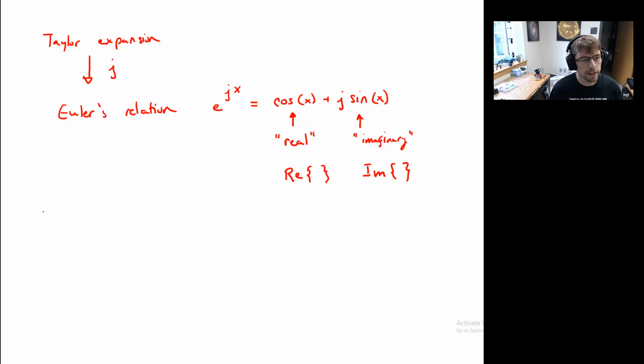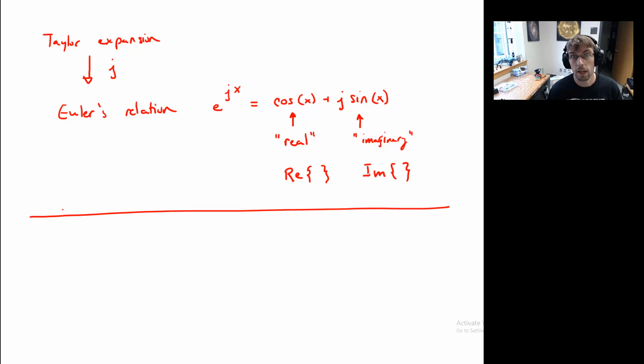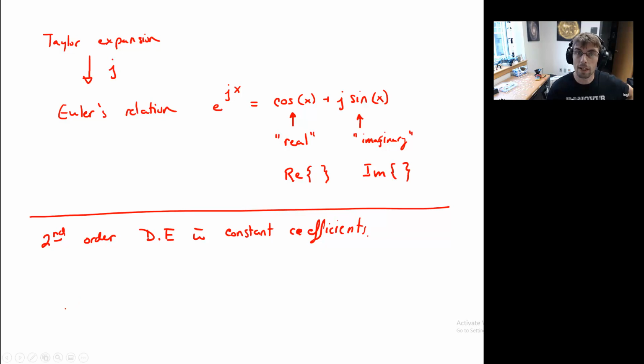We'll need that. That will come into play when we deal with the topic of today's conversation, namely second order differential equations with constant coefficients. Okay. So that's the topic of today's conversation.